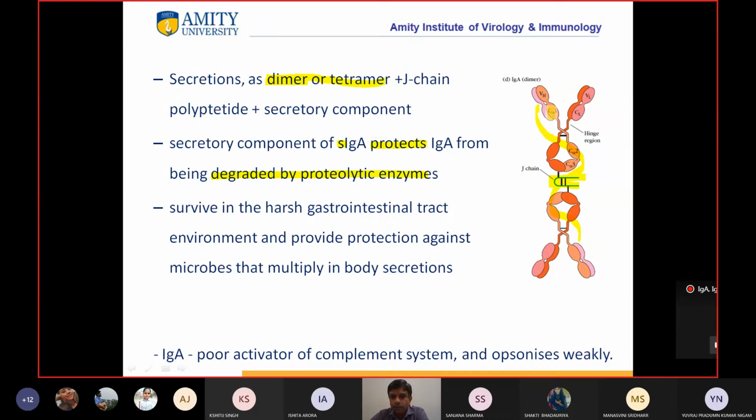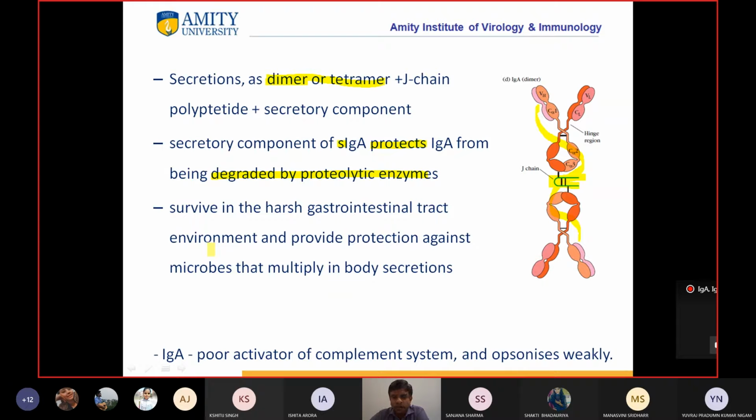This secretory component which is around here helps in providing protection to the IgA dimer, and that is the reason why this IgA dimer can survive in the harsh gastrointestinal tract environment. Because of the secretory component, it is able to survive there and provide protection against microbes that multiply in the body secretions, right? So you can understand the importance of this secretory component. In the next slides, I will also discuss from where this secretory component is coming.